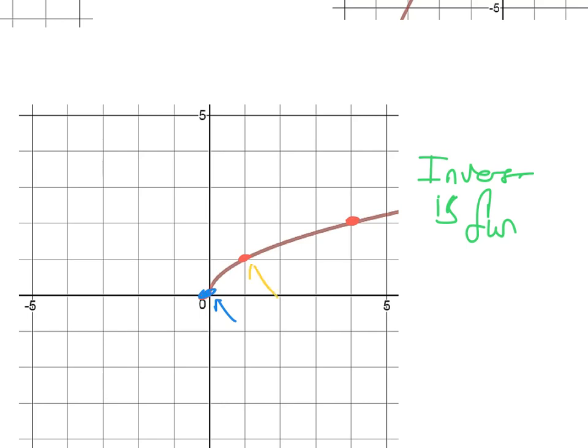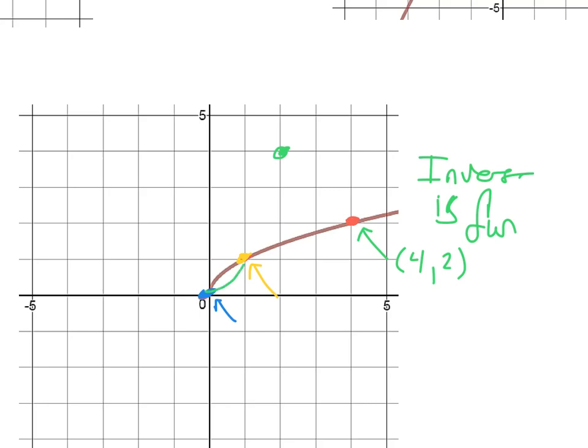Second ordered pair I chose was right here. It's 1, 1. When you flip 1, 1, it stays 1, 1. So that's why I chose 3 points, because those two didn't move, and it's very hard to tell what the graph is going to be doing. This third one has an ordered pair of 4, 2. When you flip the x and y, it's going to be 2, 4.